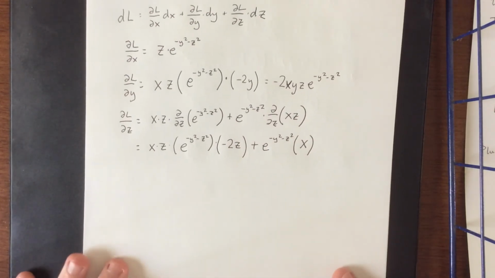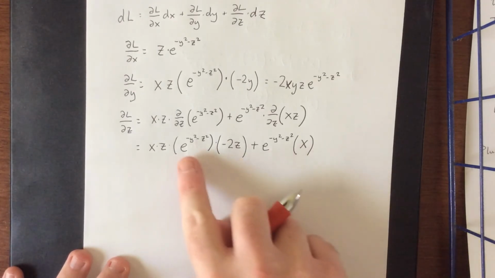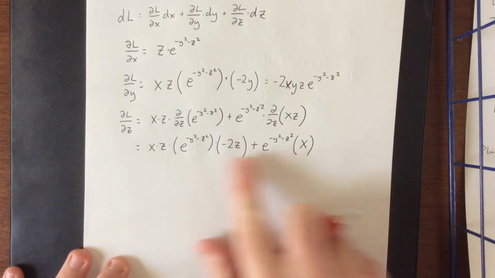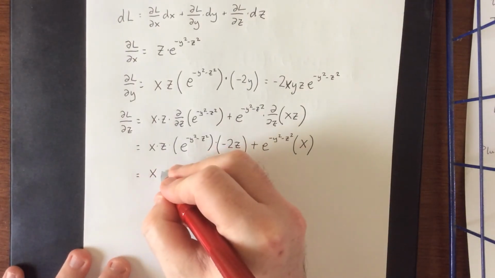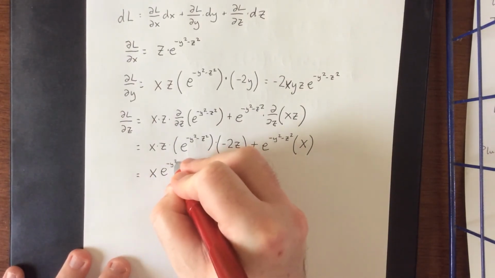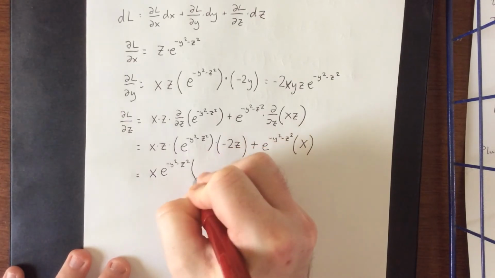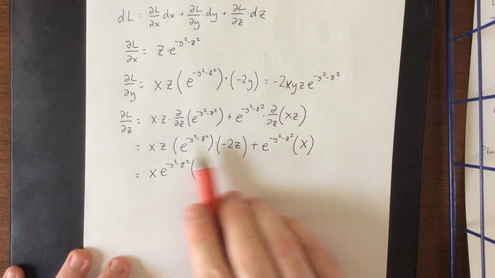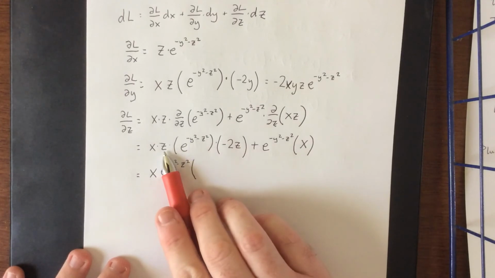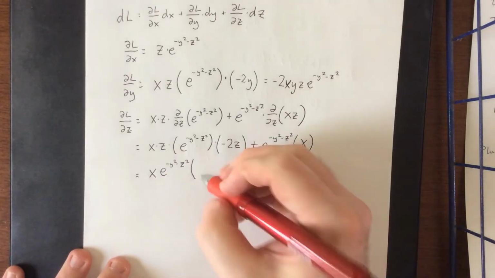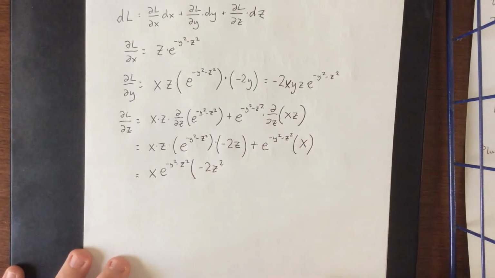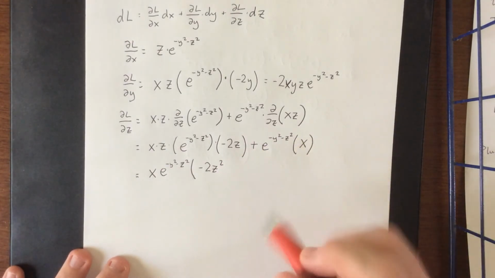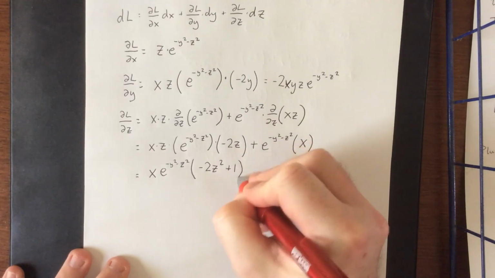Now, if you're interested in getting super fancy with this, what you could do is factor out a common factor of our natural exponential as well as an x. If we do factor those out, we'll have x times e to the negative y squared minus z squared times. The first term here, we are going to be left with this z and this minus 2z. Since everything is multiplied, that'll be negative 2z squared. We just factored everything out of this, leaving us with simply a plus 1.